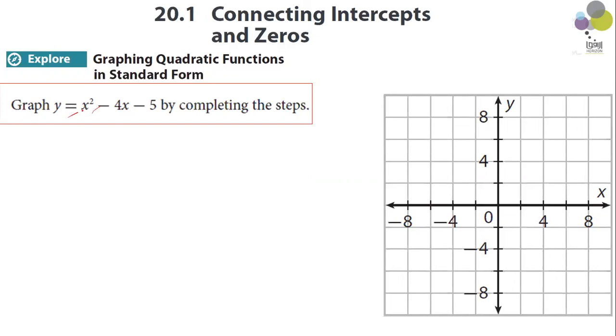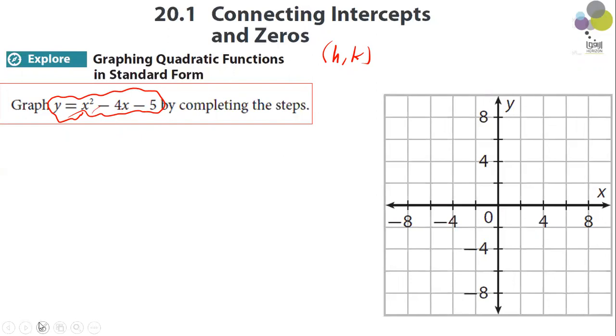Look at this one. This is an example of a quadratic function: y equals x squared minus 4x minus 5. We want to graph this quadratic function on this grid. First, we have to get the vertex. The vertex was (h, k). We have to get first the first coordinate, then the second coordinate of the vertex.